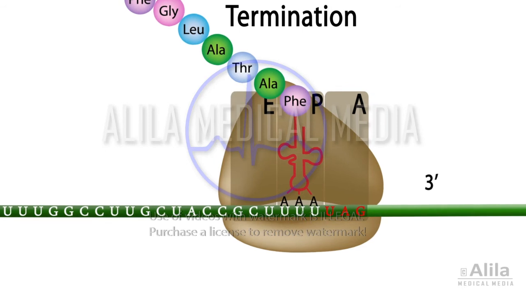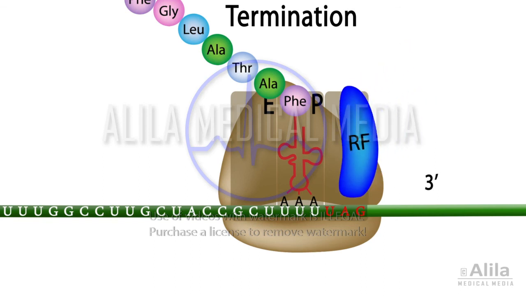Termination. Termination happens when one of the 3 stop codons is positioned in the A site. No tRNA can fit in the A site at that point as there are no tRNA that match that sequence. Instead, these codons are recognized by a protein, a release factor.